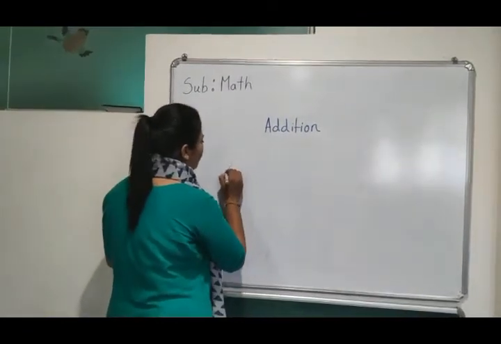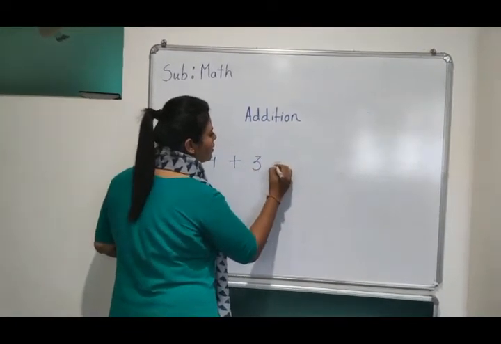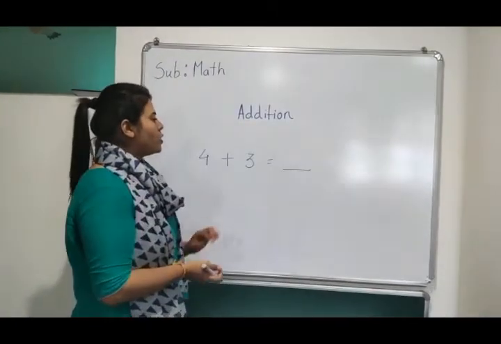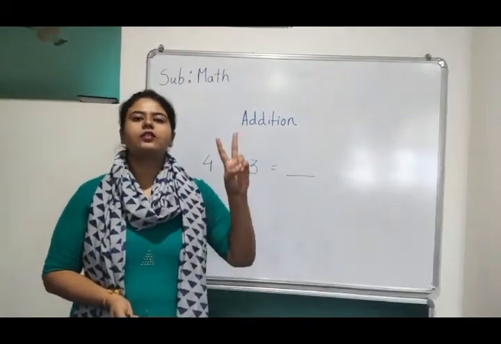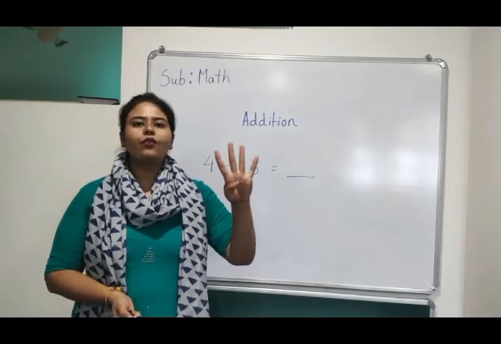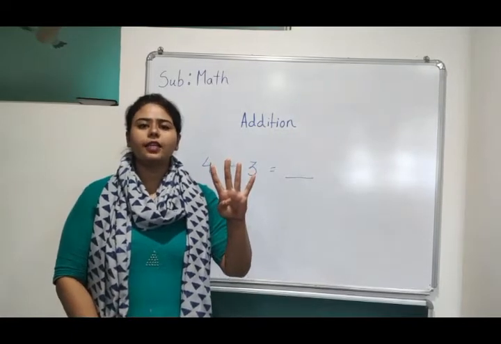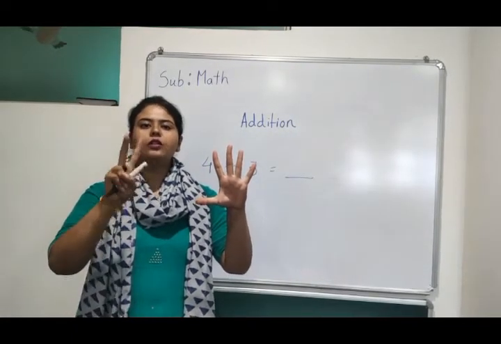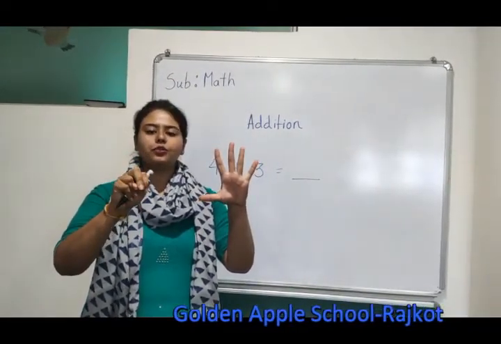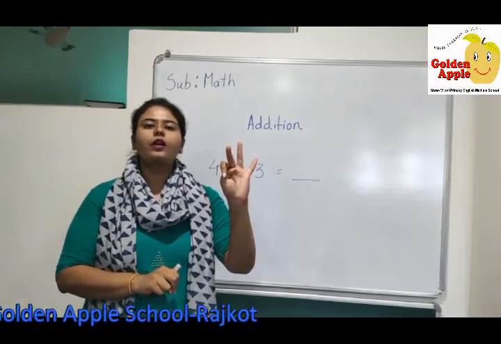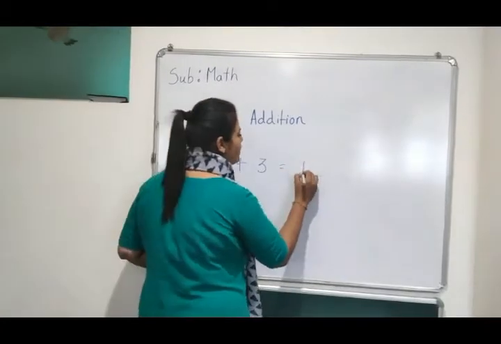Like 4, and this sign shows addition. 4 plus 3. So how many? First I will count 4 on my fingers. 1, 2, 3, 4. Now the next number is 3. Then I will add 3. 1, 2, 3. Now I have to count all together. 1, 2, 3, 4, 5, 6, 7. So our answer is 7.